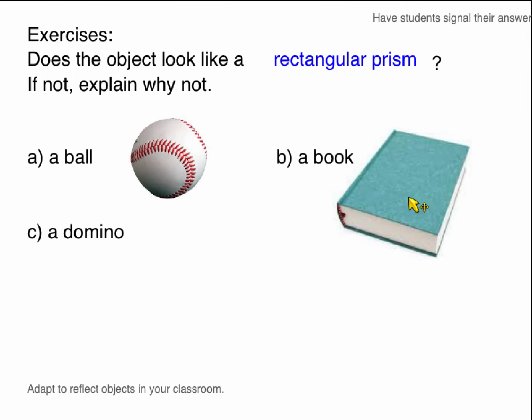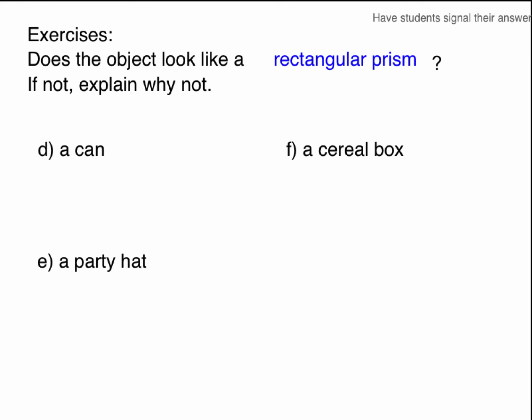Does it have rectangle faces? This is a rectangle. The top is a rectangle. The side is a rectangle. This would be a rectangular prism. How about this one? The front is a rectangle. The top is a rectangle. The side is a rectangle. This would look mostly like a rectangular prism.